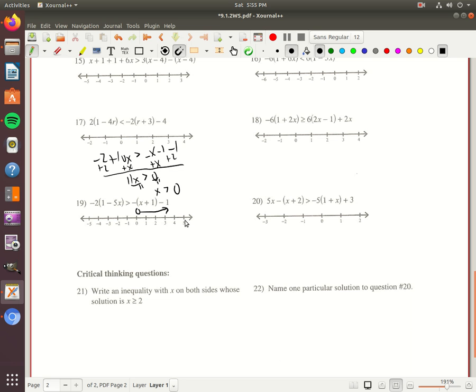At this, if I plugged in, I don't know, 2, I would expect it to be true. So if I plug in 2, I get negative 10. 1 minus 10 is minus 9. Times negative 2 is going to be positive 18. And if I plug in 2 over here, I get 3. Negative 3 minus 1 is negative 4. I would expect 18 to be more than negative 4, and it is. So I feel pretty good about that.